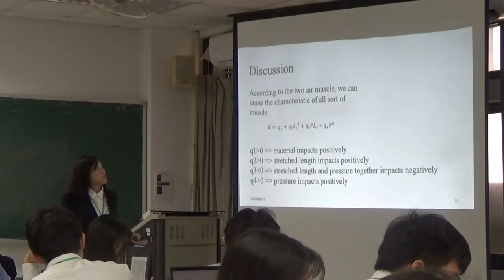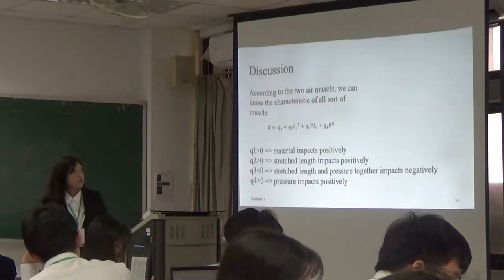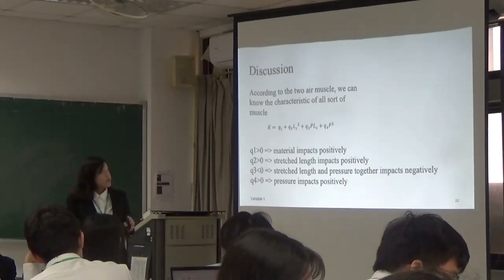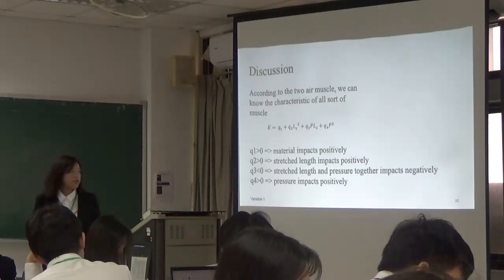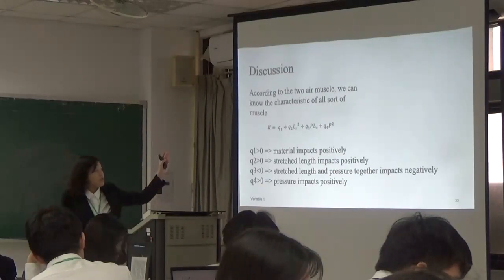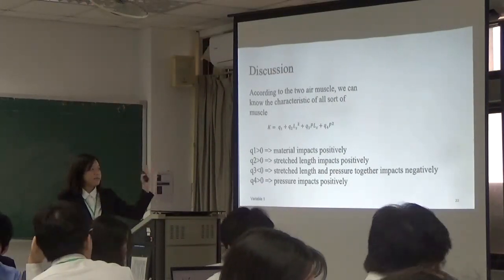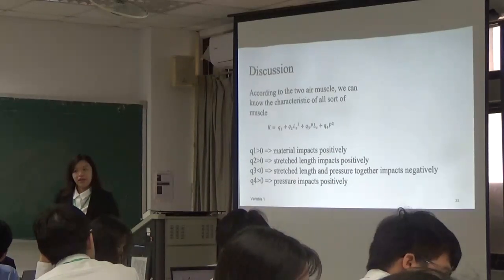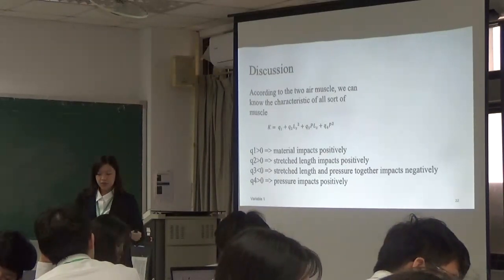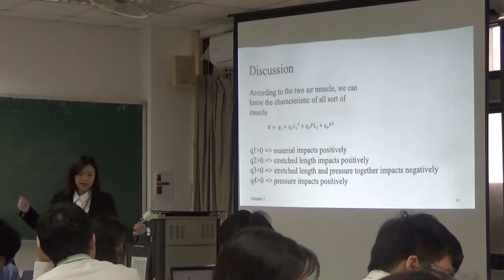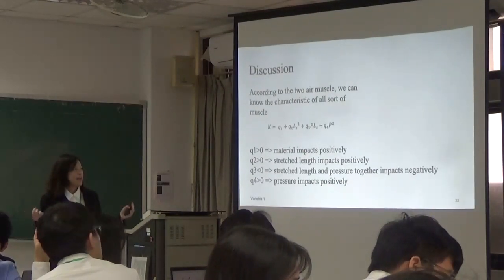This is my discussion. According to the 2 air muscles which I picked out, we can know the characteristics of all sorts of muscles. First, the Q1 is mainly bigger than 0, meaning that the material impacts positively. I think this is correct because most things, like a spring, if you stretch it like this, it goes back like this, so it actually impacts positively.